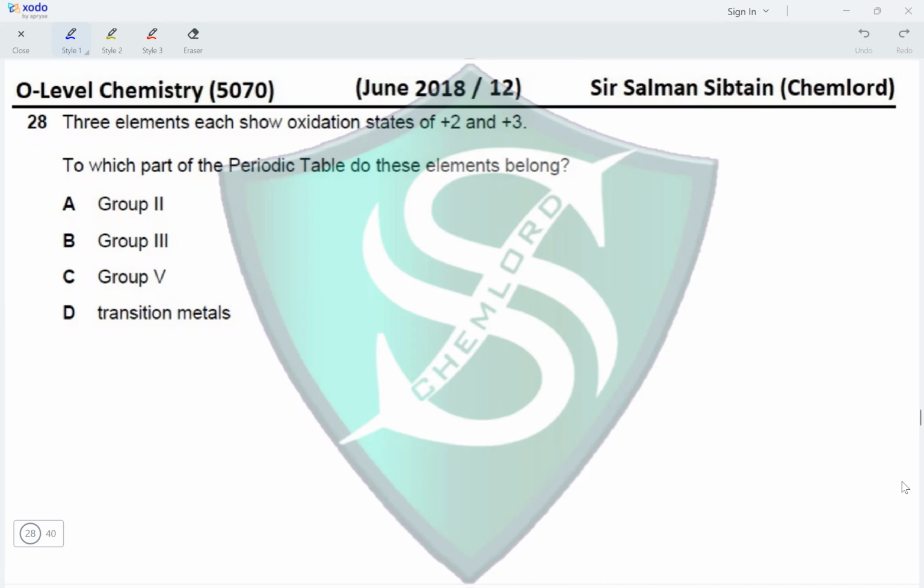Group 2 will only have an oxidation state of +2. Group 3 will have an oxidation state of +3. Group 5 will have an oxidation state of +5 or -3, whereas transition elements will have variable oxidation states. Both +2 and +3 are possible with transition metals, making option D the correct option for this question.